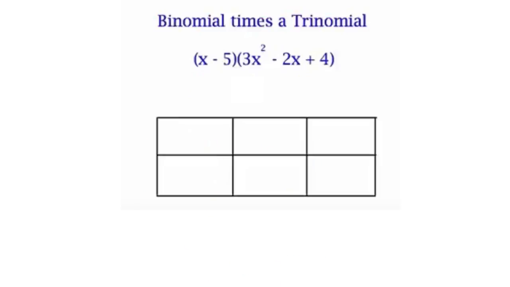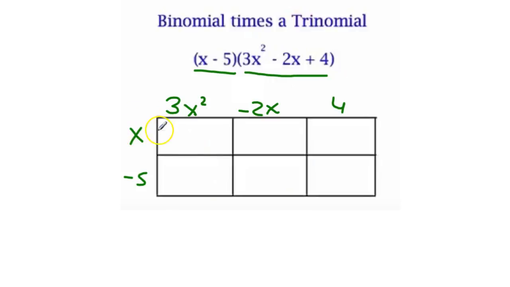So now we're going to do a binomial times a trinomial. All right, let's do this. We've got a 2 by 3 rectangle, and I've got x minus 5. I'll put the x and a minus 5 right there, and then I've got 3x squared minus 2x plus 4. I don't even need that plus, I just need a 4.